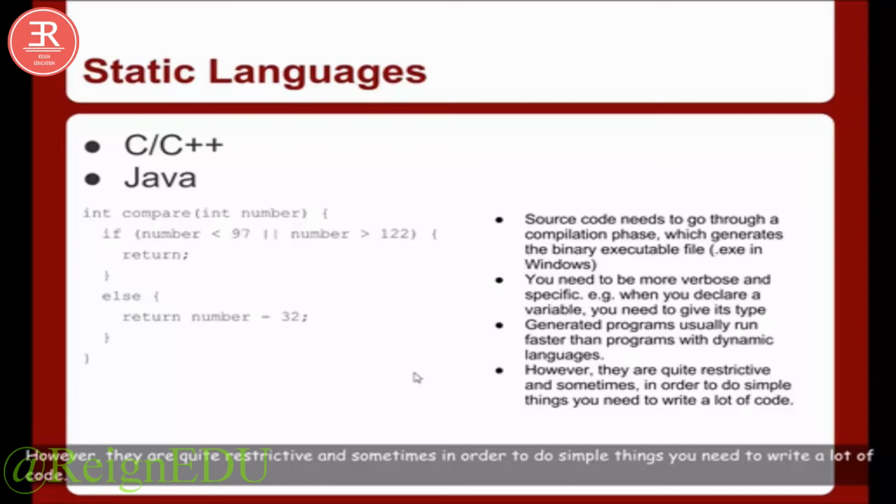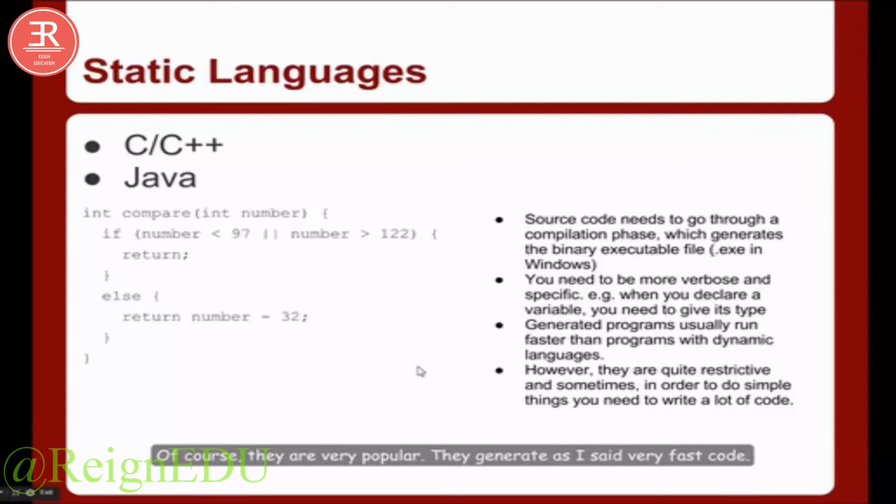Of course, they are very popular. They generate, as I said, very fast code because it is native operating system code, and of course they have their purpose to be there.